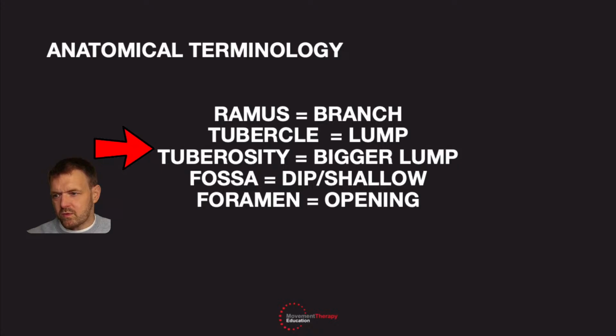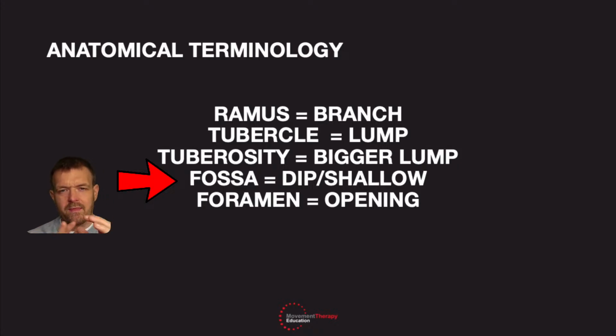Okay, and we'll talk a little bit more about that as we go through. There are a few fossas around this region as well. A fossa is a dip or a shallow in a bone, and usually the bone is kind of curved and then it's filled with something, and in this case around here, usually a muscle. So a muscle fills that fossa.